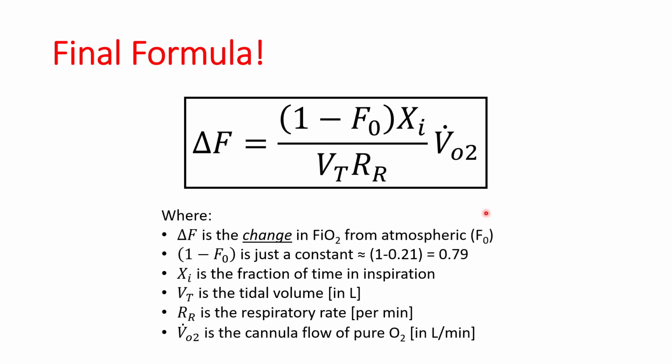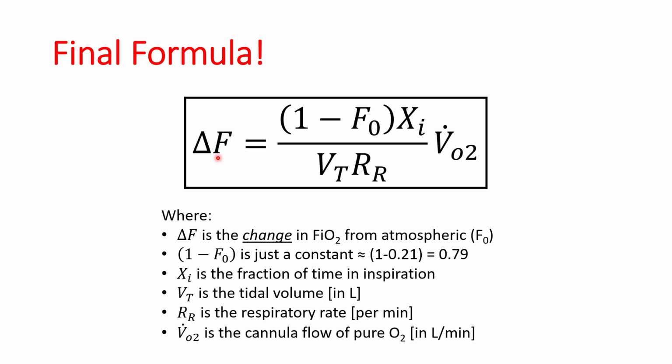And here is what each of these symbols represents. So again, delta F is the change, and I want to make sure that's understood, in FiO2 from atmospheric F naught. So let's say there's no oxygen coming in from the wall. Let's say this is 0. Now delta F is 0.